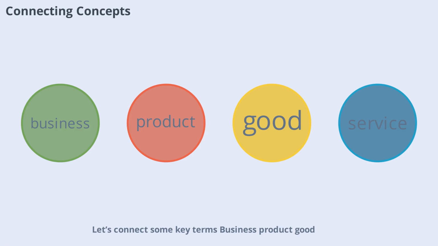Let's connect some key terms. Business, product, good, and service are all related. A business provides products, which can be goods, tangible, or services, intangible, to meet consumer needs. Understanding these relationships helps you see the bigger picture of how businesses operate and serve their communities.